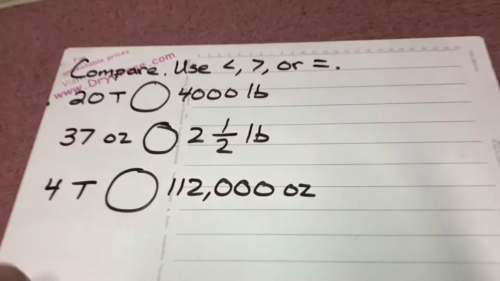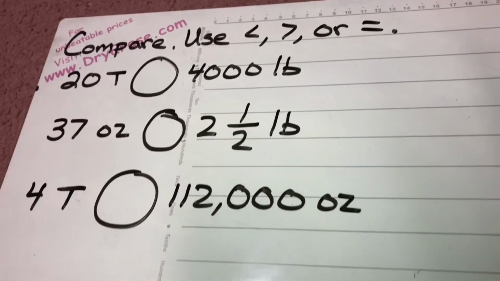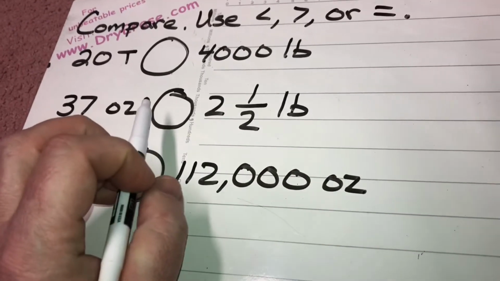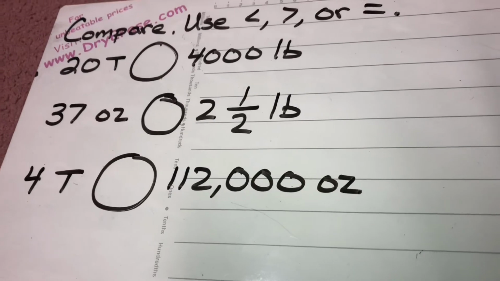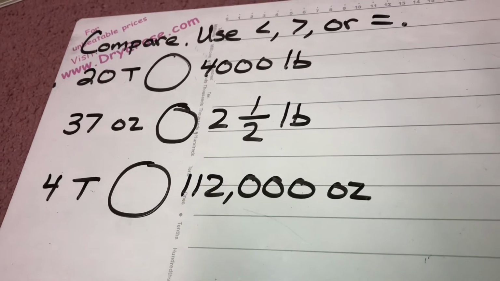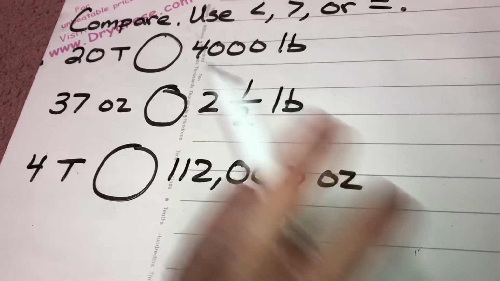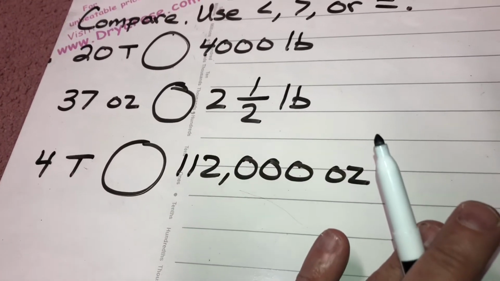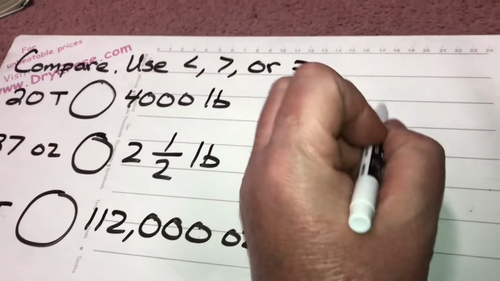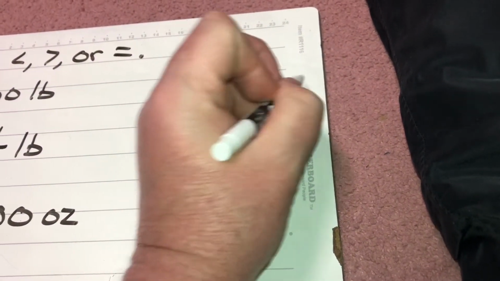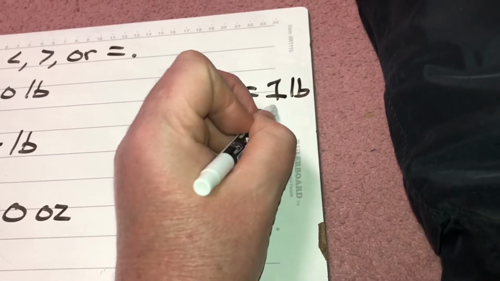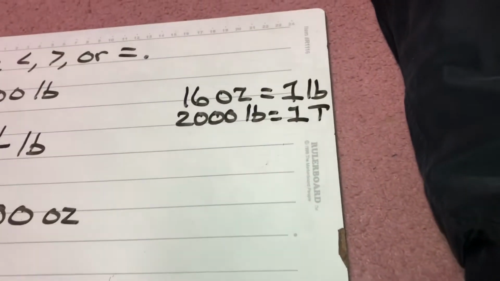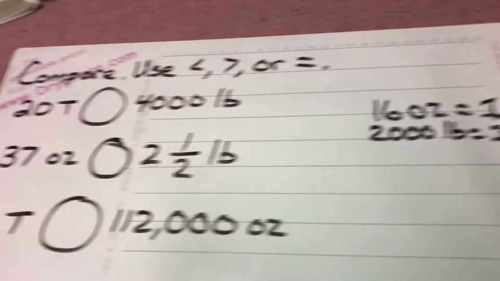Compare using less than, greater than, or equal to. Now, once again, just like we mentioned yesterday, you have to change one of these to become the other. Okay? And most of the time it's easier just to multiply, but it just kind of depends. Remember the 2 conversions that we're working with today, and I'm just going to rewrite them here. 16 ounces equals 1 pound. 2,000 pounds equals 1 ton. Those are the 2 main conversions that we're working with.